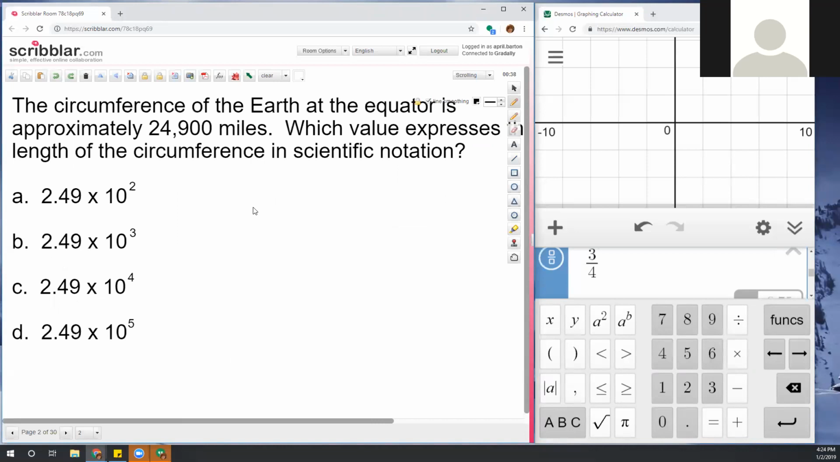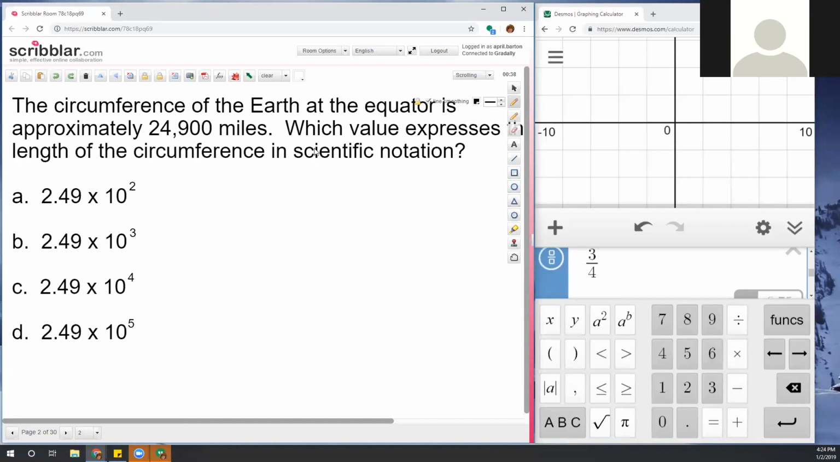Okay. So this next question involves, you can see this scientific notation here. So the circumference of the Earth at the equator is approximately 24,900 miles. Which value expresses length of the circumference in scientific notation?